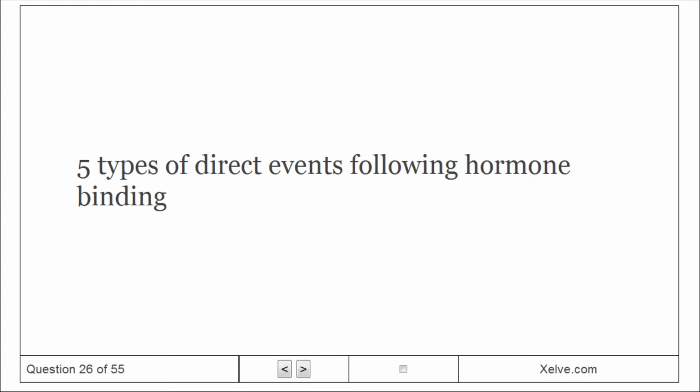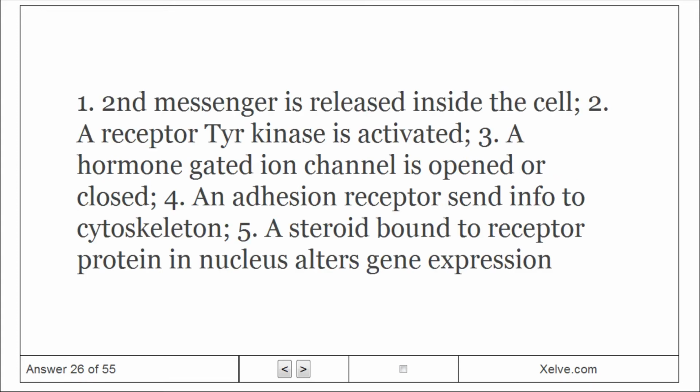Five types of direct events following hormone binding. 1. Second messenger is released inside the cell. 2. A receptor TYR kinase is activated. 3. A hormone-gated ion channel is opened or closed. 4. An adhesion receptor sends info to cytoskeleton. 5. A steroid bound to receptor protein in nucleus alters gene expression.